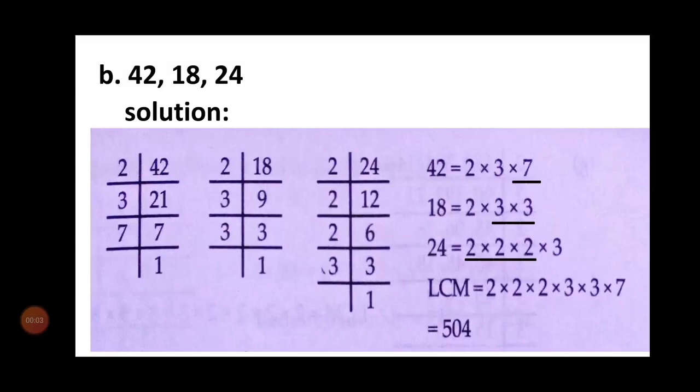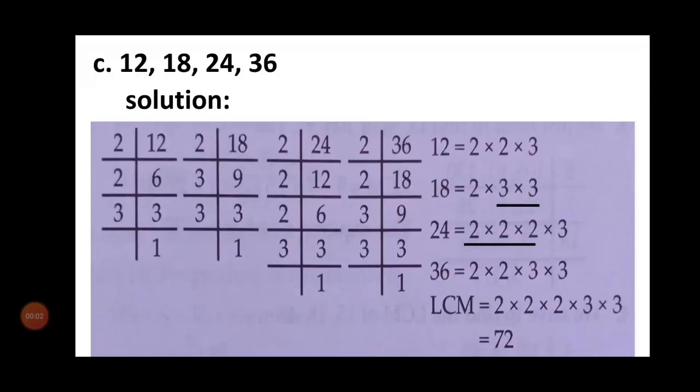B, 42, 18, 24. Write down all the solution. The LCM of 42, 18, 24 is equal to 504. C, 12, 18, 24, 36. Write down the solutions. The LCM of 12, 18, 24, 36 is equal to 72.